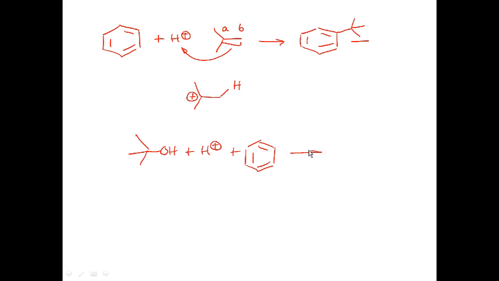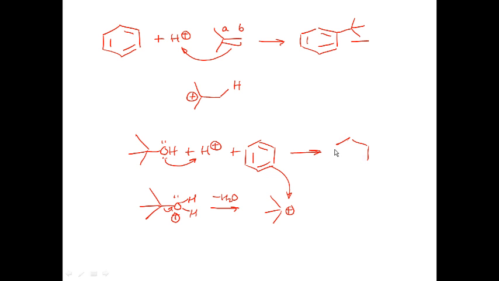What would that make? Well, we would protonate the OH group, right, to form our oxonium ion. And then we would break the carbon-oxygen bond. So we would lose H2O, and we would form then a tertiary butyl carbocation, which would do what? Which would add to the benzene ring.